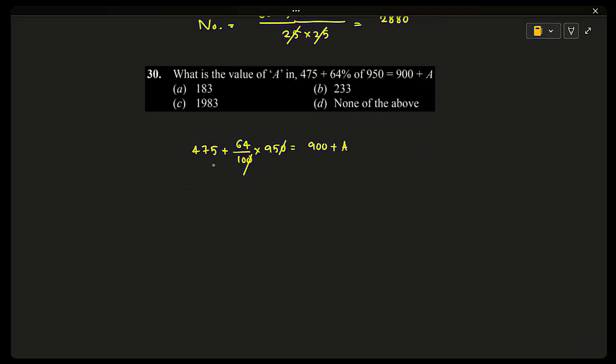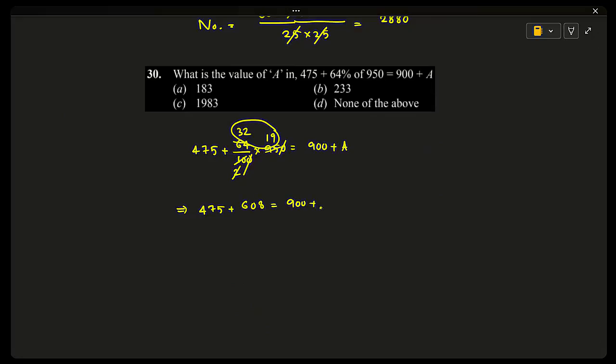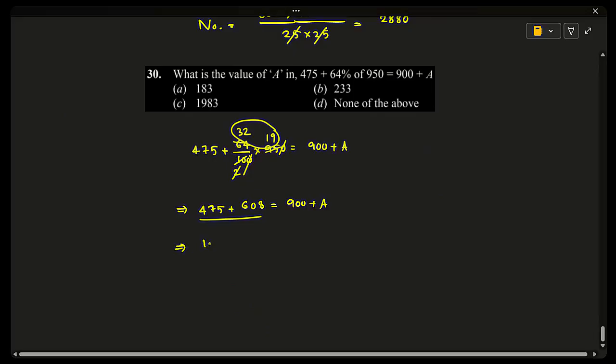The zeros we can cancel, and 5 twos are 10, 5 ones are 5, 5 nines are 45. 2 into 32, so 32 into 19: 19 twos are 38, and 3s are 57. So we'll get 608. 608 and 475 we can add. The sum of these two is going to be 1083.